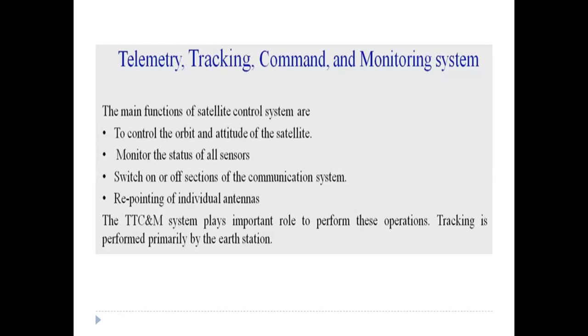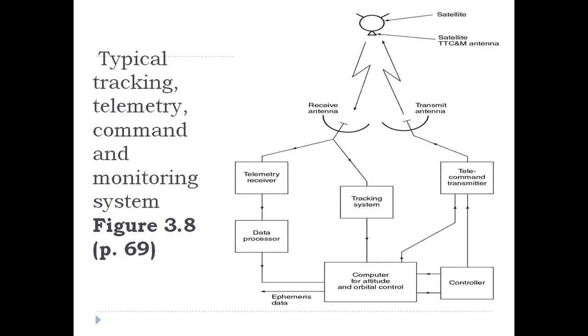The TTC and M Earth station may be owned or operated by the satellite owner, or it may be owned by a third party and provide a TTC and M service under contract. On large geostationary satellites, some repointing of individual antennas may be possible under the command of the TTCM system. Tracking is performed primarily by the Earth station. The figure illustrates all functions of the controlling Earth station.